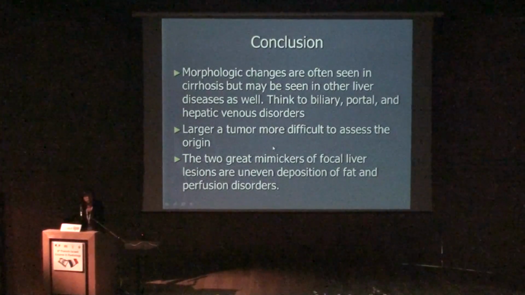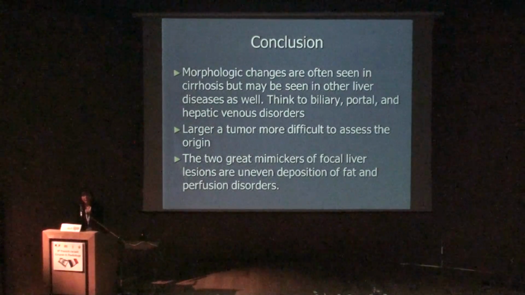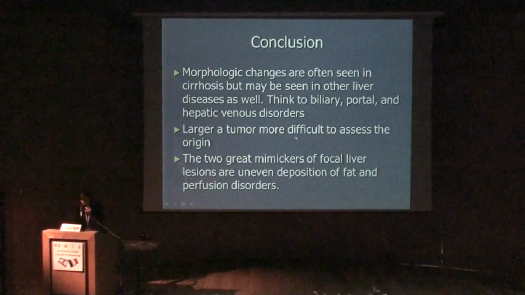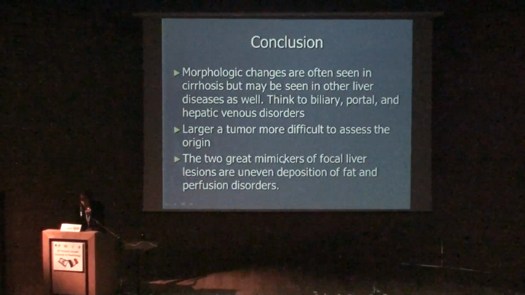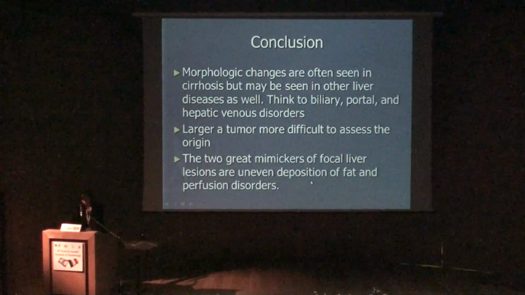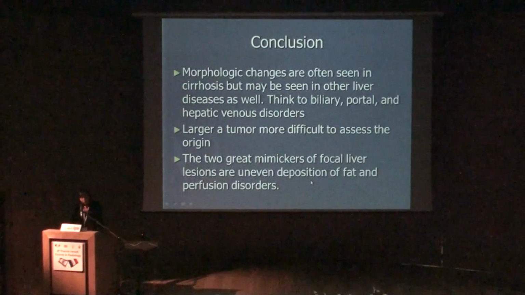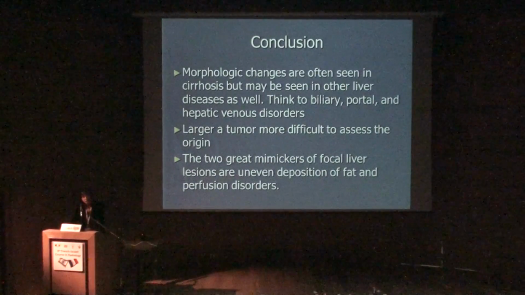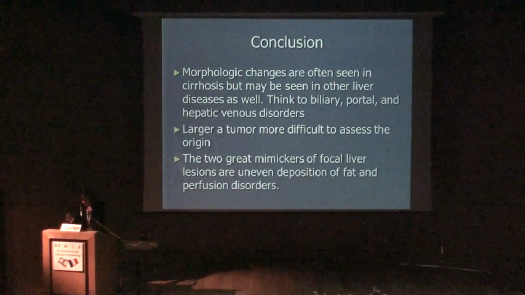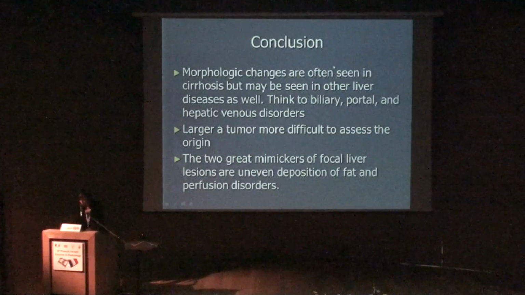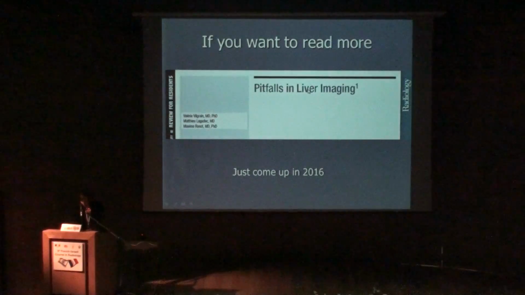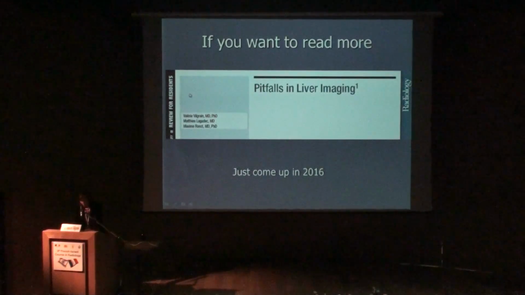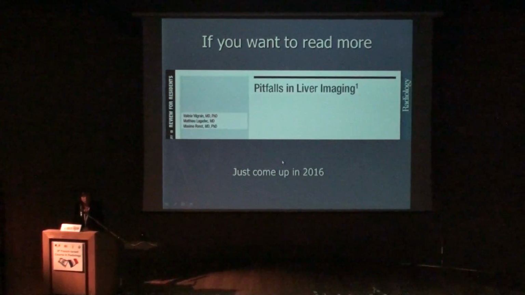Second, dealing with the large tumors, whether they are intra or extrahepatic: the larger the tumor, the more difficult to assess the origin. And third, the two great mimickers of focal liver lesions are uneven deposition of fat and perfusion disorders. And if you want to see more examples, we have published recently a special review for residents in radiology that came out in 2006.